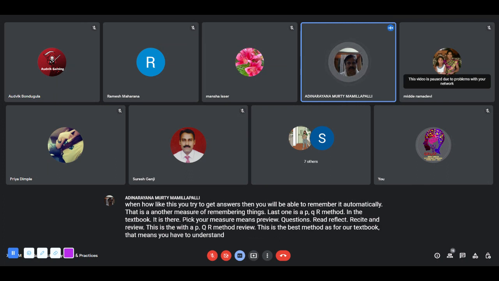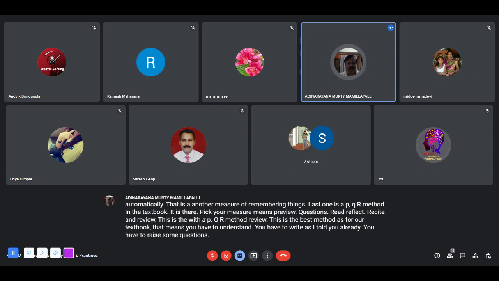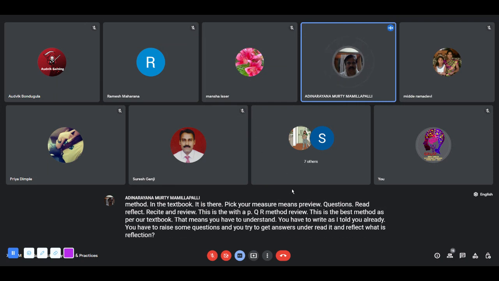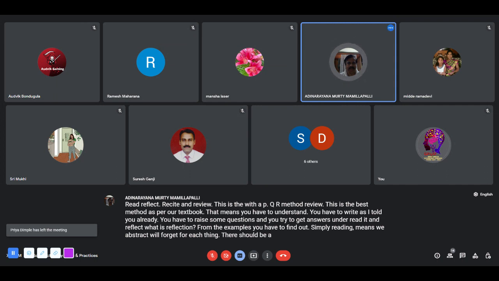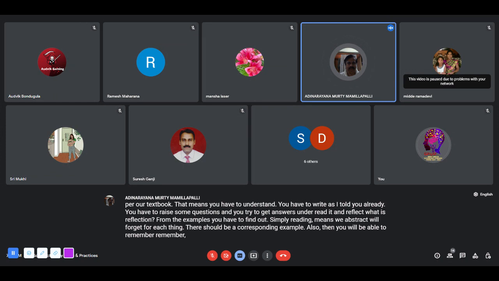That means you have to understand, you have to raise, as I told you already, some questions and try to get answers, and read it and reflect. What is reflection? Some examples you have to find out. Simply reading means we abstract, we will forget. For each thing, there should be a corresponding example also. Then you will be able to remember.